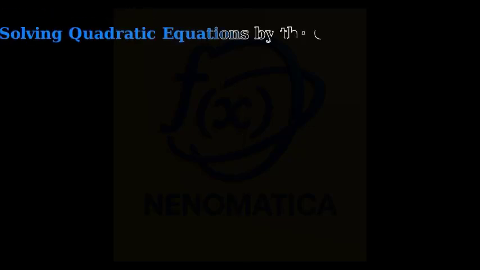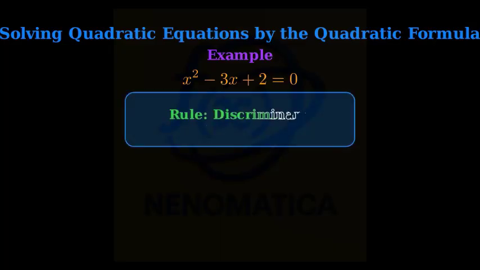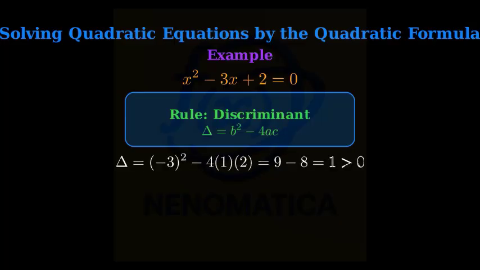In this video, we will solve two quadratic equations using the quadratic formula step by step. Example. Our first equation is x squared minus 3x plus 2 equals 0. Step 1. Compute the discriminant delta equals b squared minus 4ac. For a equals 1, b equals negative 3, c equals 2, we get delta equals negative 3 squared minus 4 times 1 times 2 equals 9 minus 8 equals 1, which is greater than 0.